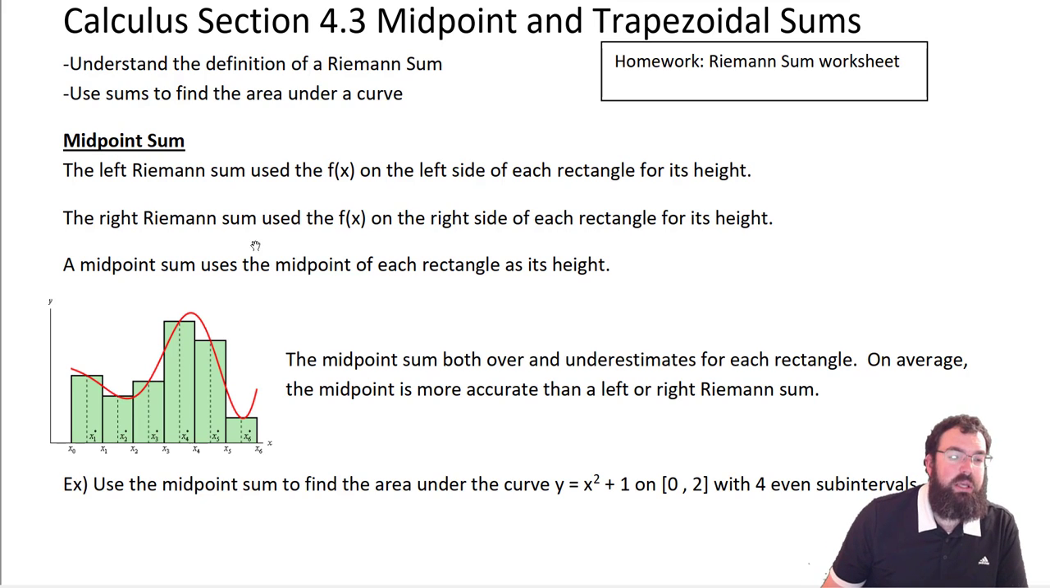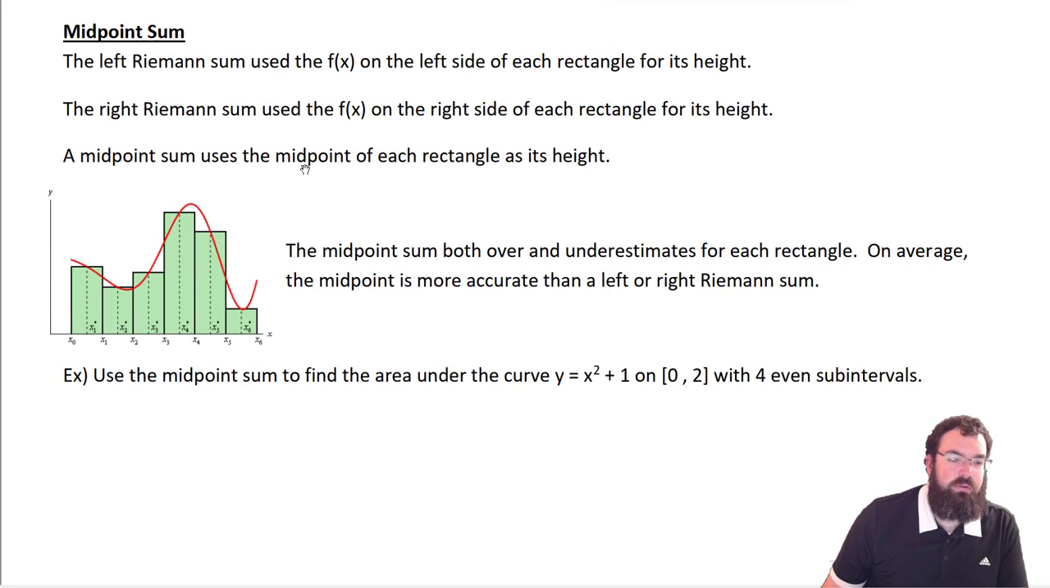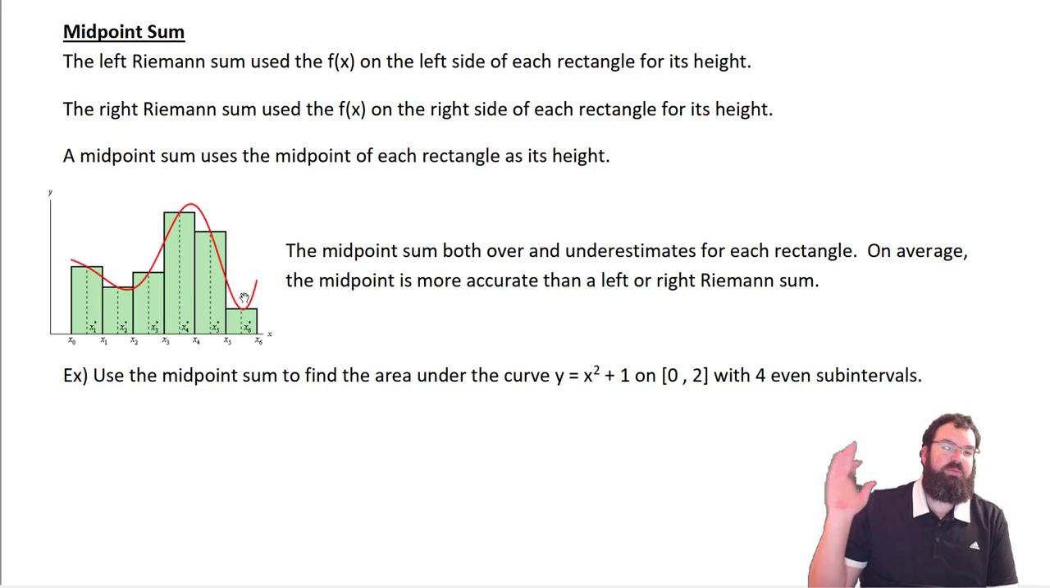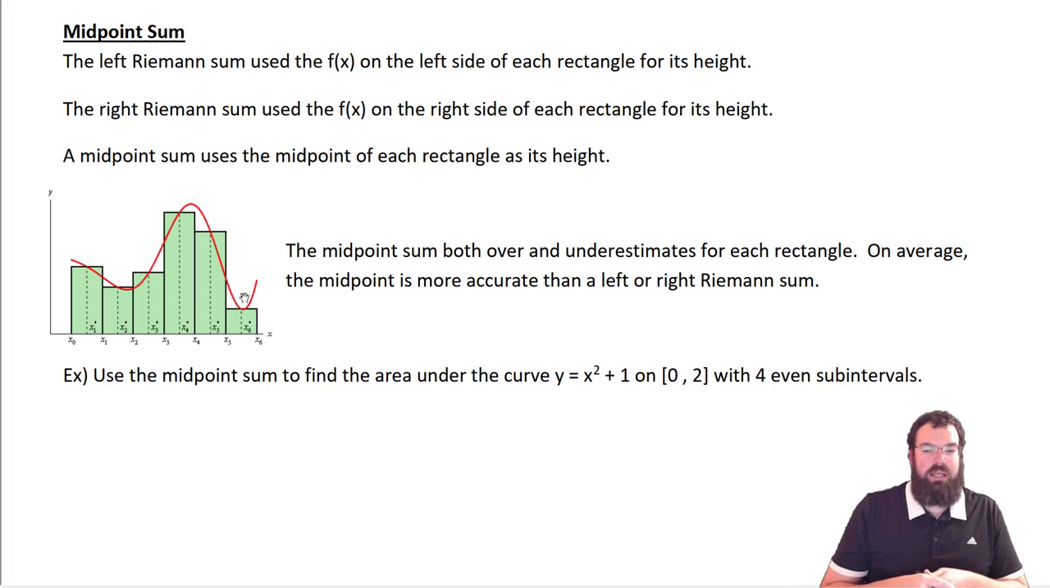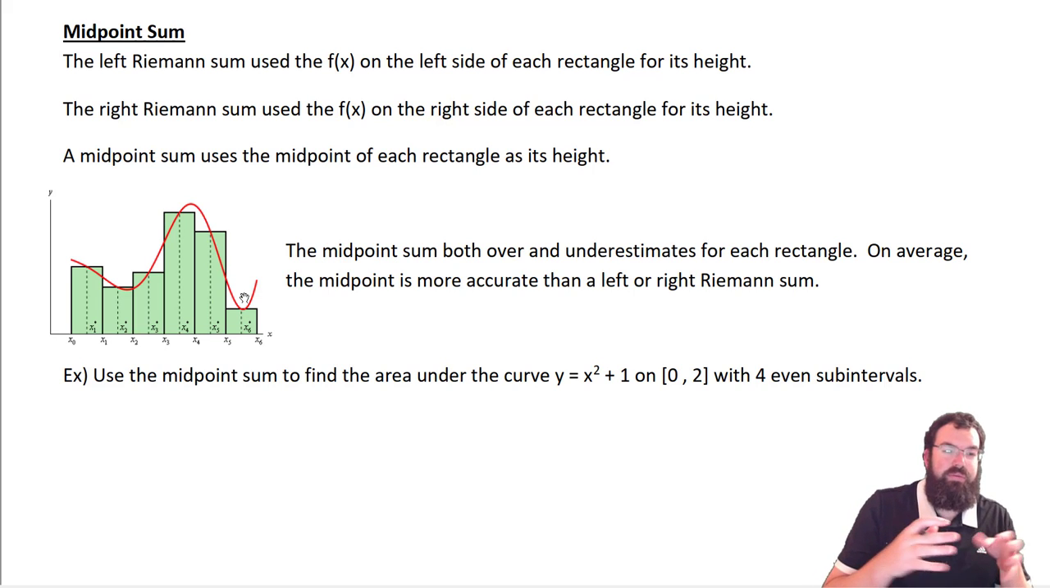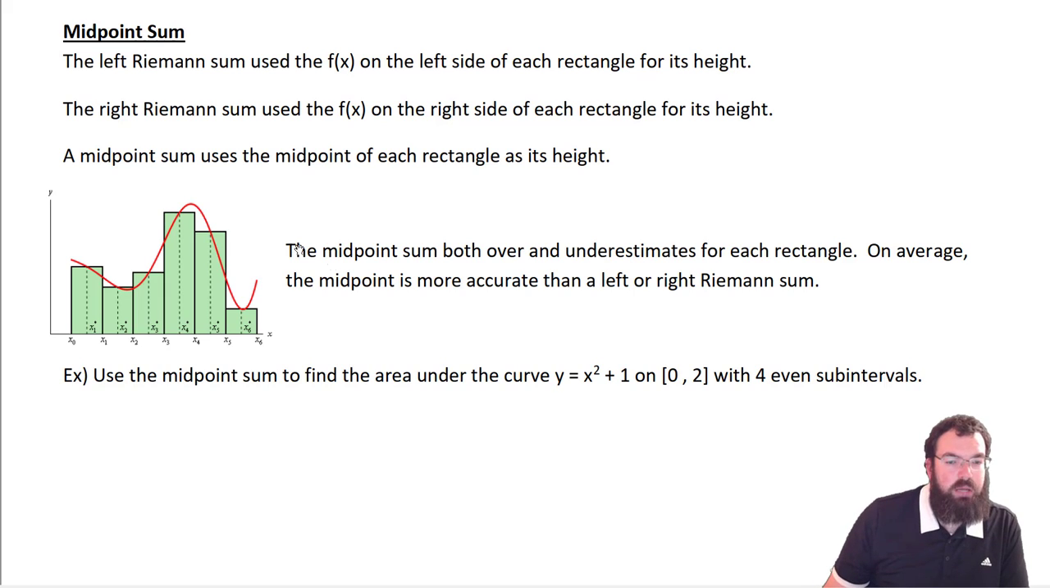So the midpoint is going to use the midpoint of each rectangle. So I'm going to have specific values. My interval is going to be however many rectangles I want, and in between those rectangles is going to be that height there. The midpoint sum has both over and underestimate for each rectangle.